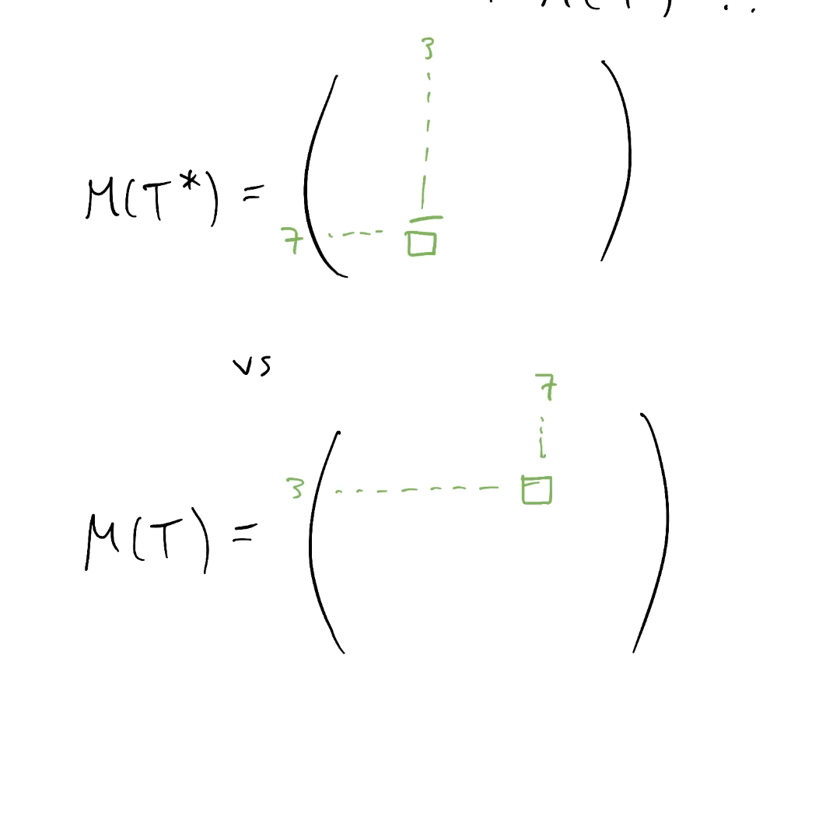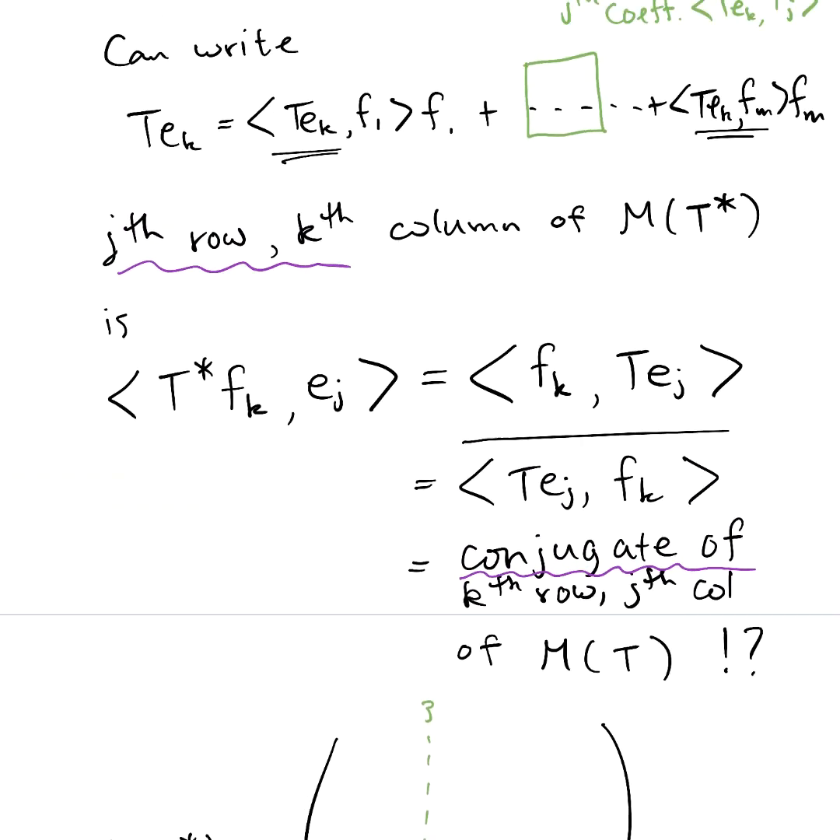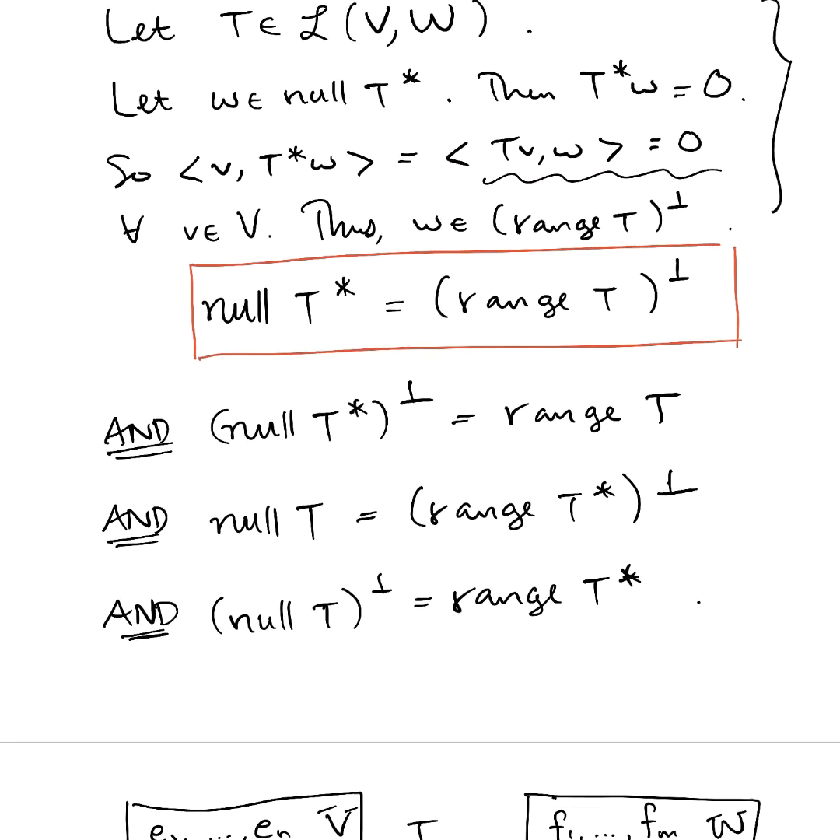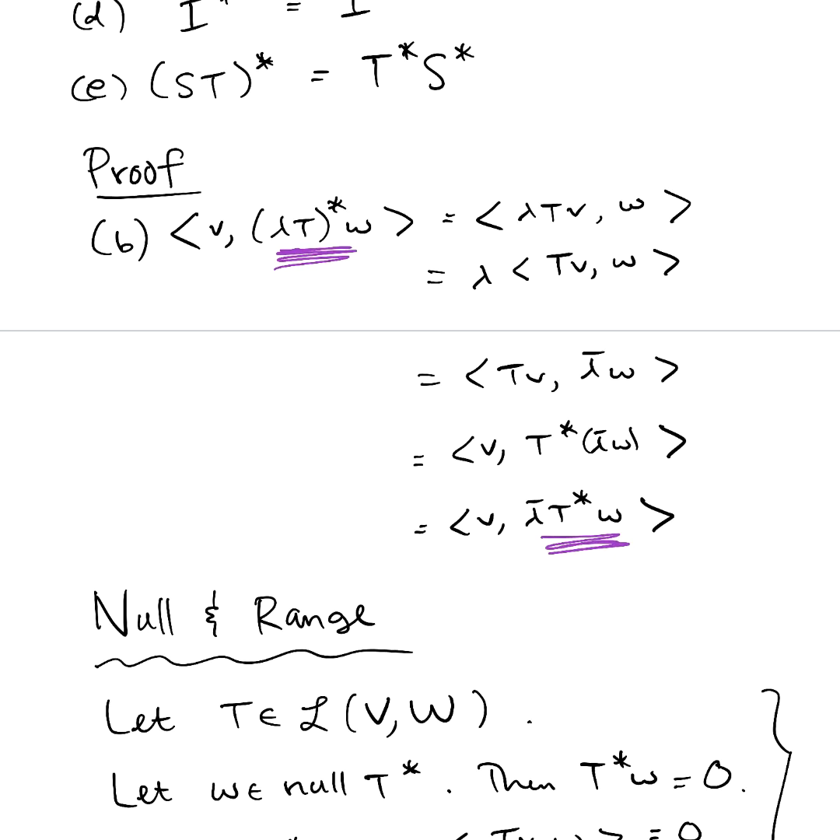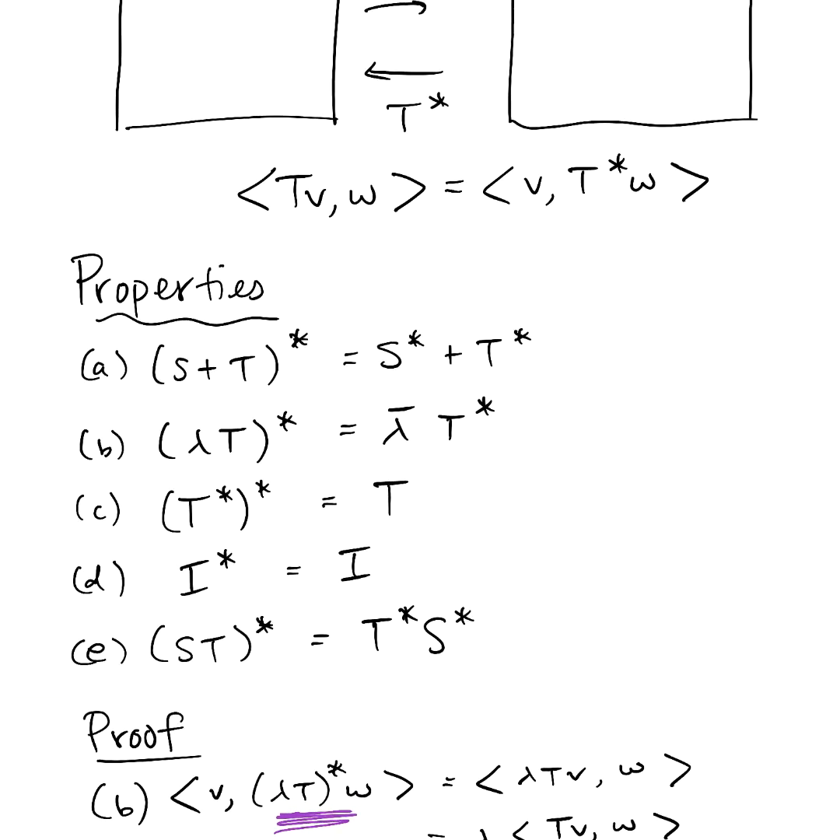So this discussion was just about all the connections between T and T star. You've got matrix representation connections. They're connected by conjugate transpose. You've got null space and range connections. And you've got a bunch of properties of how starring linear maps works. Okay, this idea of the adjoint is going to purchase deep, deep linear algebra results for us.